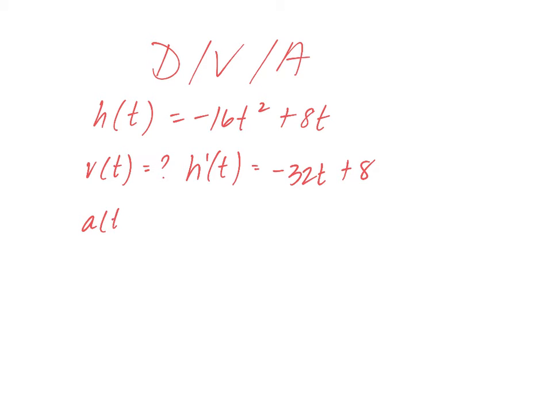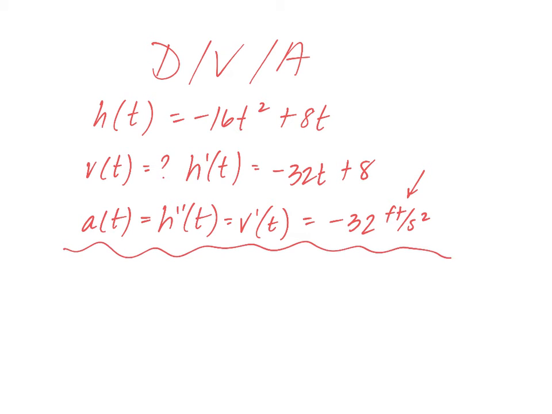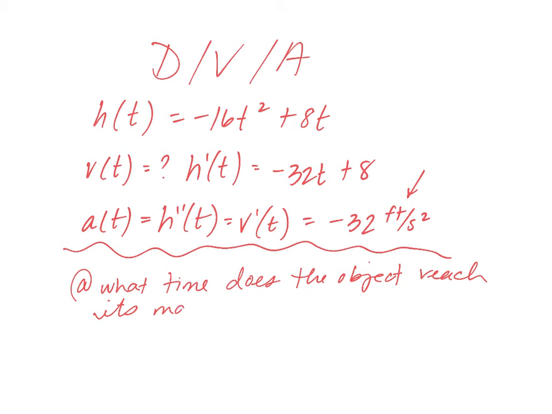My acceleration equation is the second derivative of the original, or the derivative of velocity. So in this case, that would simply be negative 32. And again, that's because in many situations, our acceleration is due to gravity, and this is gravity in feet per second squared. Now, oftentimes you're going to be asked questions about what's happening with the object at certain times. So the question might ask, at what time does the object reach its maximum?